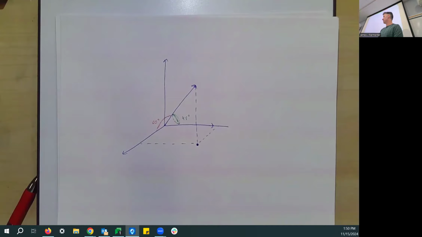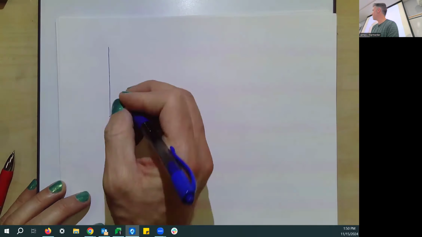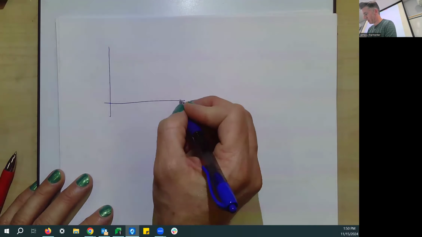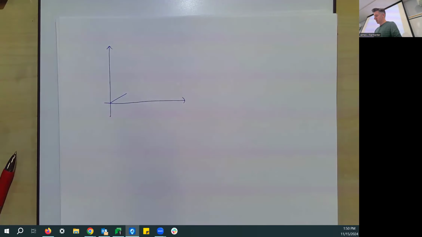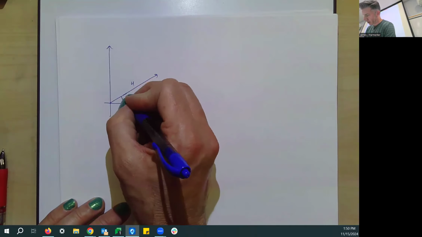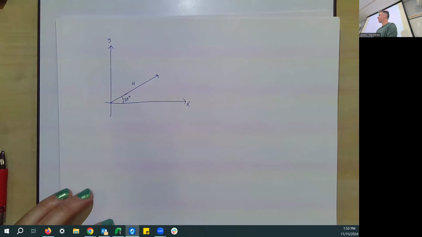Let's start off with something easier, and then we'll see if we can back up to this. Let's start off with a 2-dimensional example to wrap our heads around it. Let's say that we are given a vector. Oh, and I did forget to mention there was a length of 3 here. Let's write that in before I forget. Let's say that we're given a vector of length 4, and it's making a 30-degree angle with the x-axis. And we want to find its components.